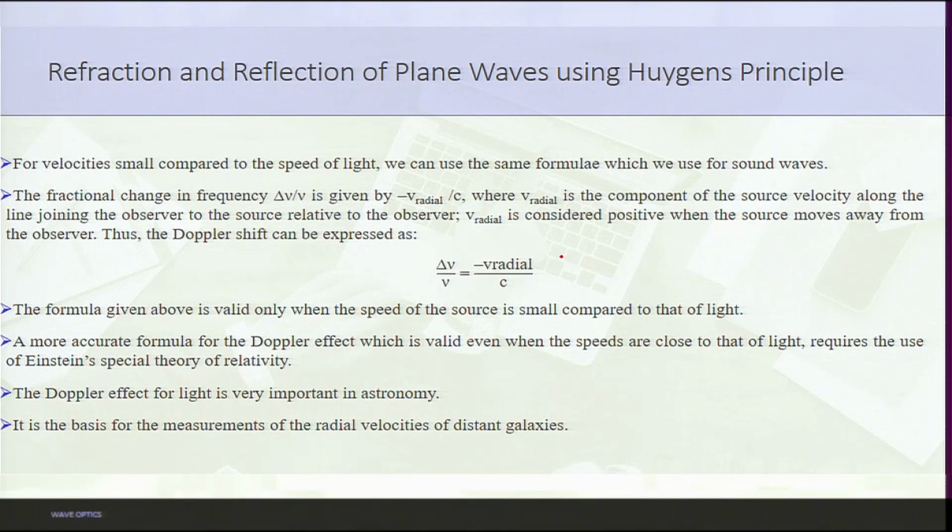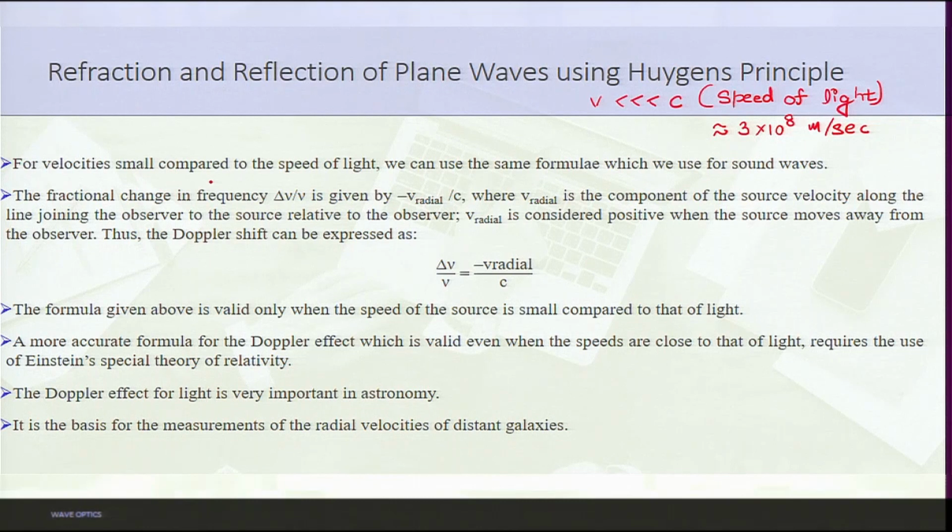So, now for velocities small compared to the speed of light. So, let us suppose the velocities are very less than c. c is nothing but the speed of light. Just to reiterate, what is the speed of light? It is approximately equal to 3 into 10 to the power 8 meter per second.